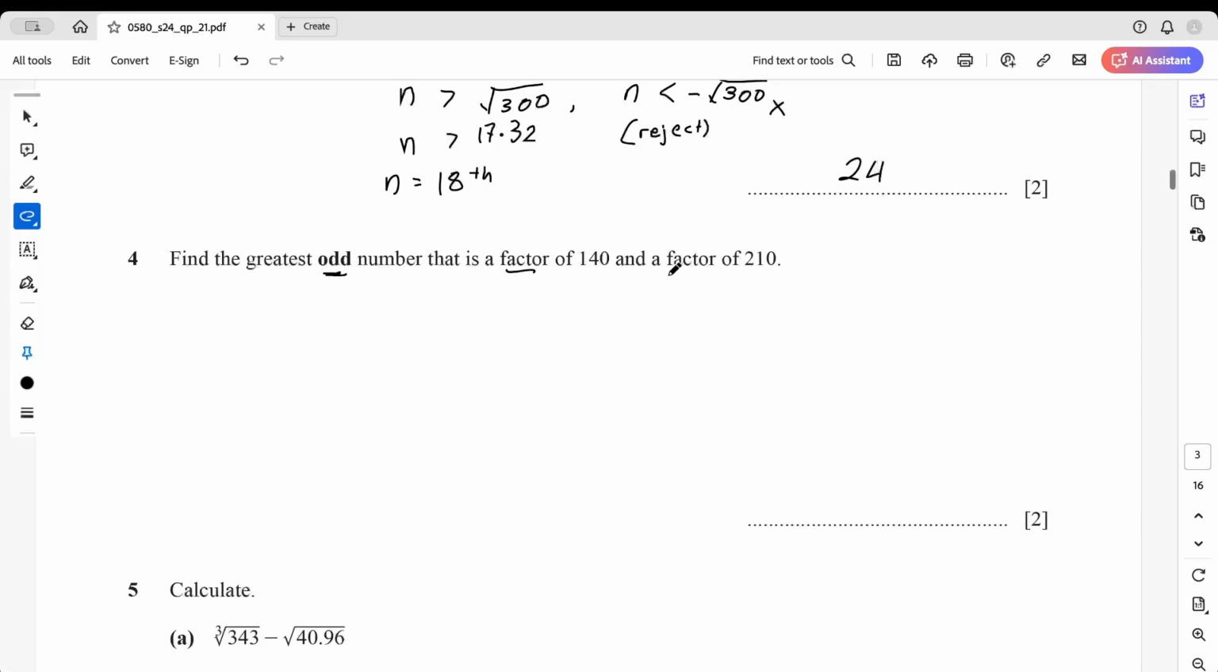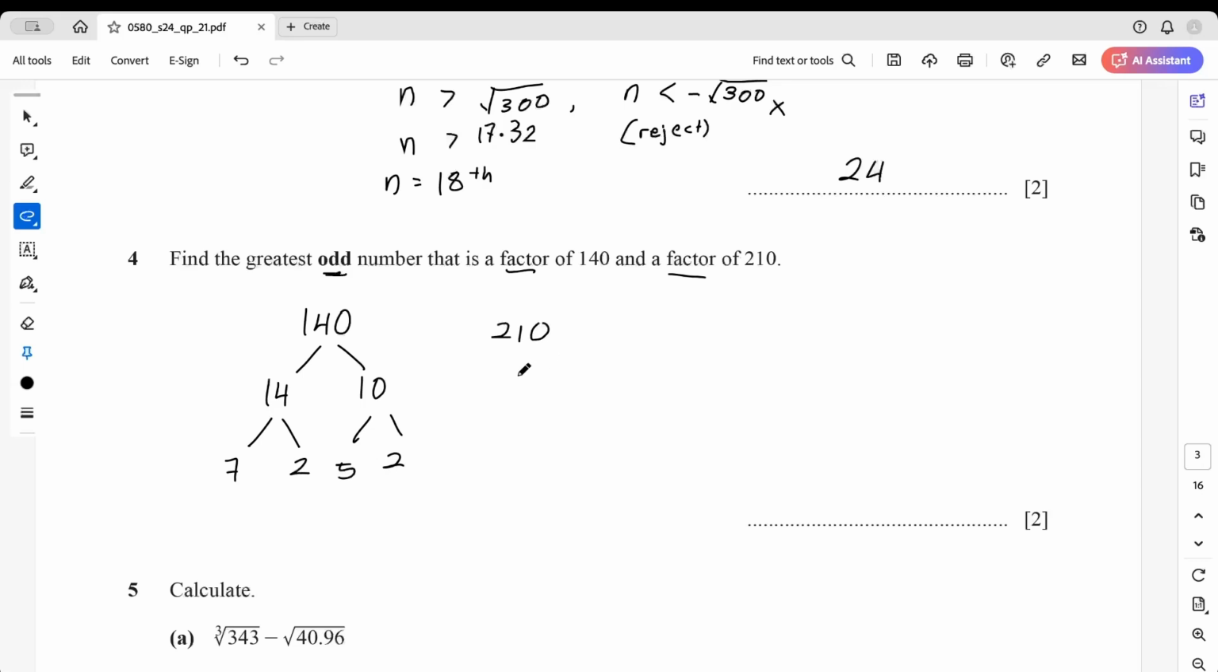Now, when we think of factors, we straight away want to construct our factor tree. So for 140, you're going to find two numbers that multiply to give back 140. Let's say 14 and 10. And do the same thing down again. 14 is 7 times 2. 10 is 5 times 2. And we stop when we cannot go anymore.